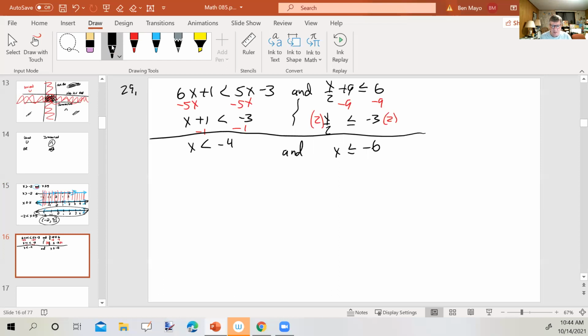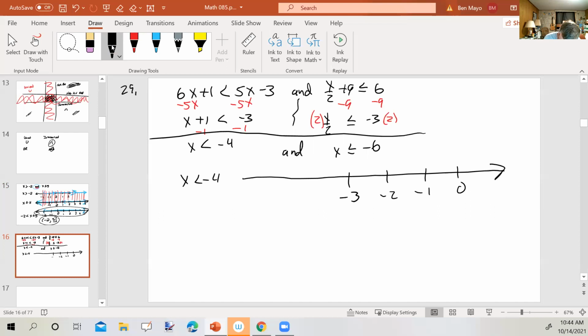From here, we'll go on just like we did in the first example. So x less than -4. Let's see here, 0, -1, -2, -3, -4. So it's going to look like that. Again, since it doesn't include the equals, we use parentheses. If it does include it, we use brackets. Okay. And then x less than or equal to -6.